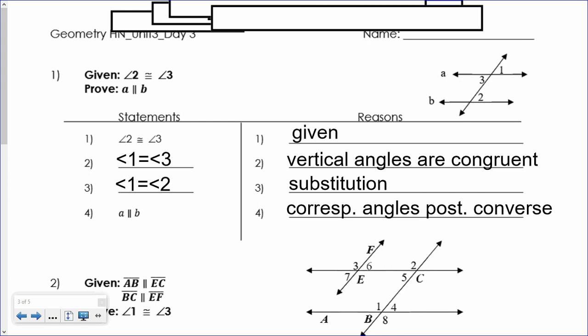So if angles 2 and 3 are congruent, why can't you just jump to A is parallel to B using the what's called? Because it's a theorem, not a postulate.